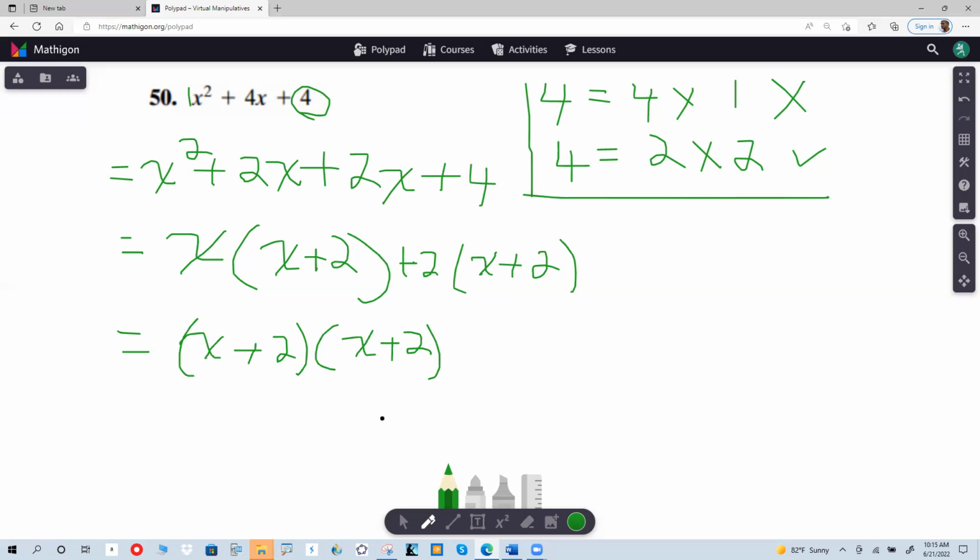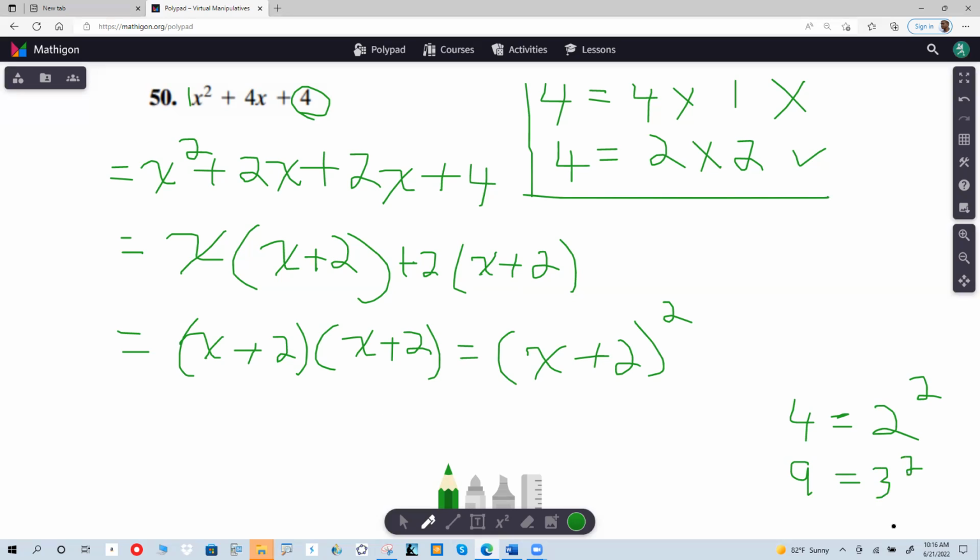That's what I was expecting because, of course, you can leave your answer like that. Anybody will give you credit. But what they really want you to do is write it as a perfect square. 4 is a perfect square because 4 is 2 times 2 or 2 squared. 9 is a perfect square because 9 is 3 times 3 or 3 squared. 100 is a perfect square because 10 squared is 100.